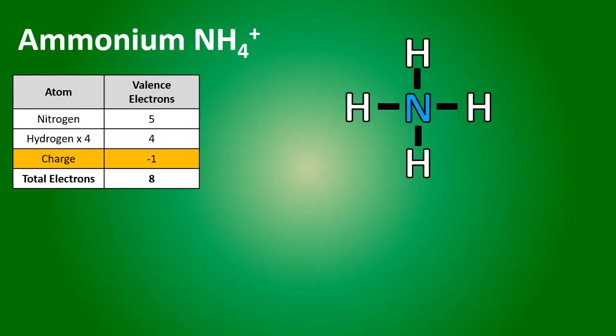Okay, we're going to look at the ammonium ion, NH4 plus. You should be familiar with the ammonium ion. It's formed when ammonia forms a dative covalent bond, a coordinate bond with a proton.